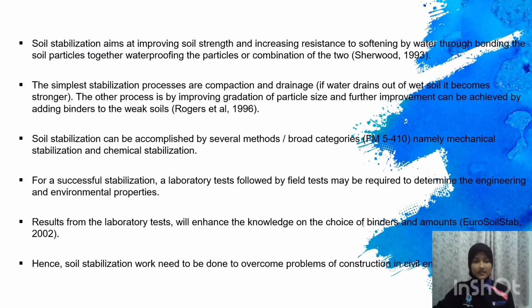chemical stabilization. For a successful stabilization, laboratory tests, for example, loss on ignition, plasticity tests, and so on, followed by field tests, need to be conducted to determine the engineering and environmental properties. So the results from all the tests will give us the knowledge on choosing the binders and estimating the amount of binder that will be used in the future. Hence, we can see that soil stabilization works need to be done to overcome the problems of construction in engineering.